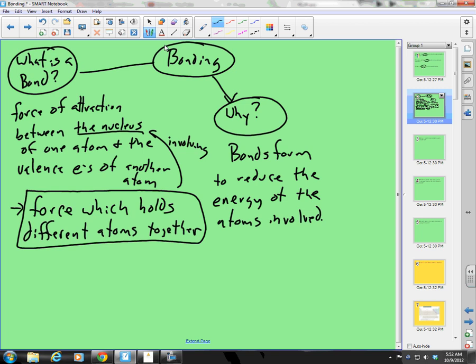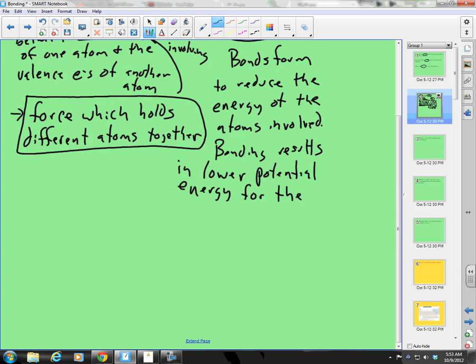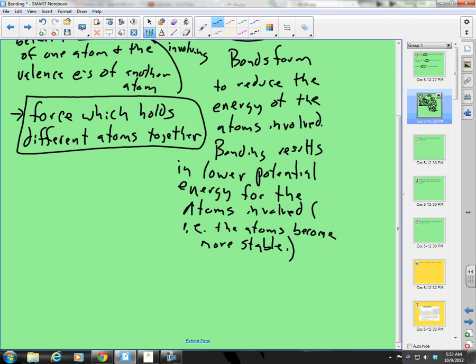So bonding results in lower potential energy for the atoms involved, and that means, i.e., the atoms become more stable. Not just the atoms, but the whole system, as we will later call it.